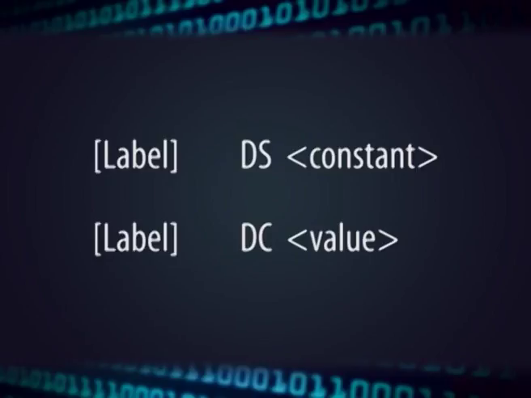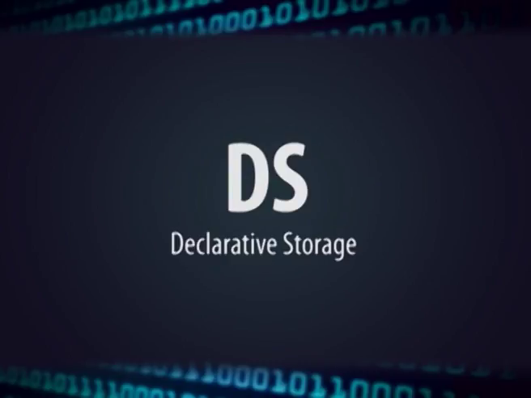The assembler directives DS and DC are declared as follows. Again, the label should be there in the assembly language statement wherever you are using DS, and DS is followed with a constant. Again, the DC also should have the label first, and after that a value must follow the DC. The declarative storage, called DS in short, reserves an area of memory and associates a symbolic name with it, as written in the label field.